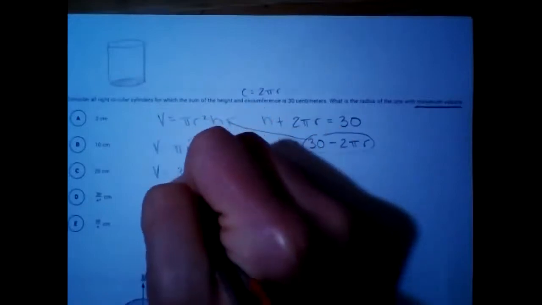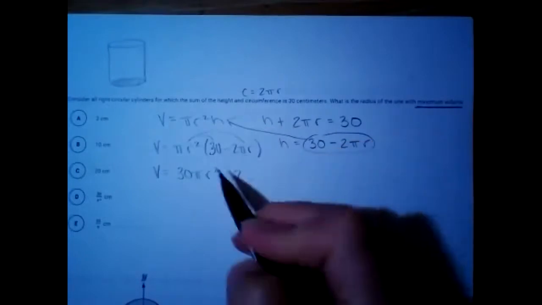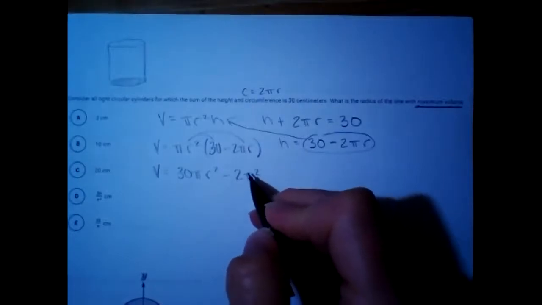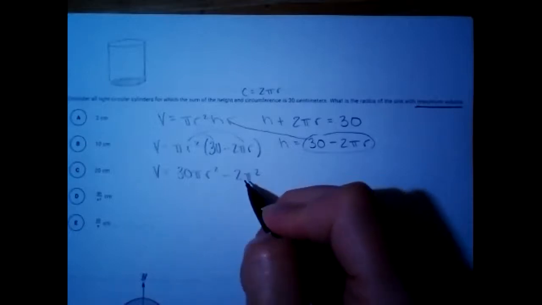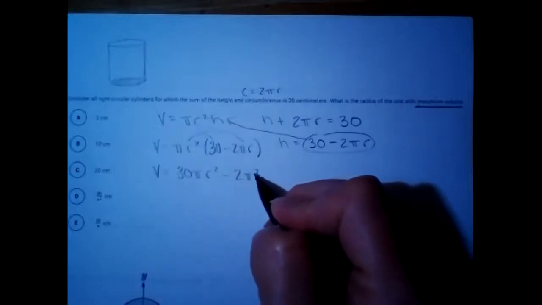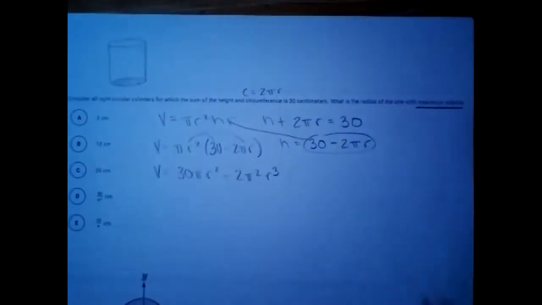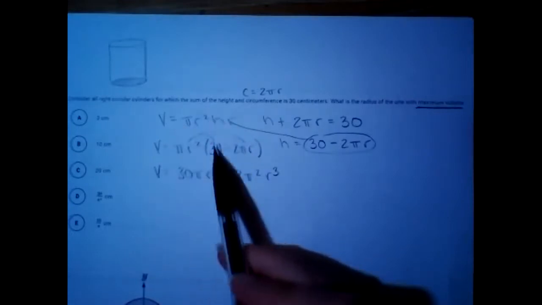So we'll get volume equals 30 pi r squared minus 2. And then this is going to look a little strange. Pi times pi is pi squared. But don't forget, that's just a number. This is 3.14 squared, which is just some value, and then times 2 is just some value. So all of this is just a coefficient. All right, and then r squared times r would be r cubed. So we had an equation for volume, we substituted out the height, and we distributed through there.